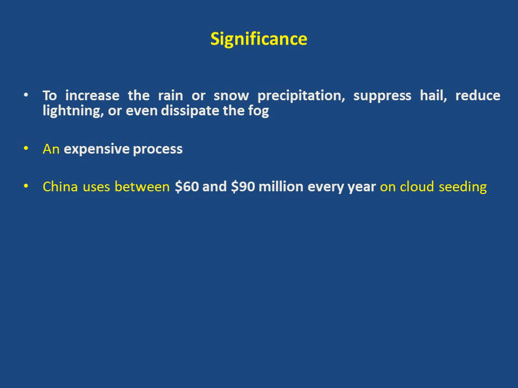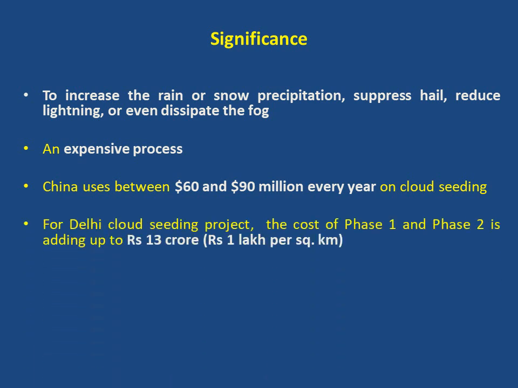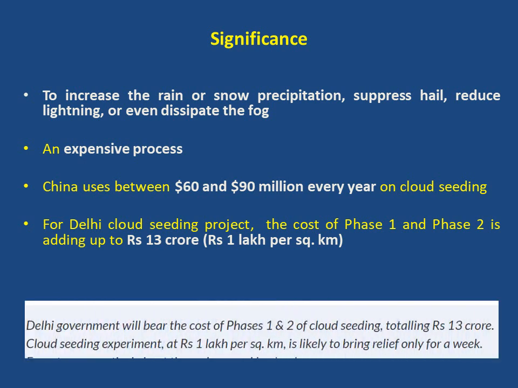The cost of the cloud seeding experiment, as communicated by the IIT Kanpur team to Delhi's Environment Minister Mr. Gopal Rai, is estimated at Rs 1 lakh per square kilometre. The Delhi government has since given its approval to bear the cost of Phase 1 and Phase 2 of cloud seeding, an amount adding up to Rs 13 crores.